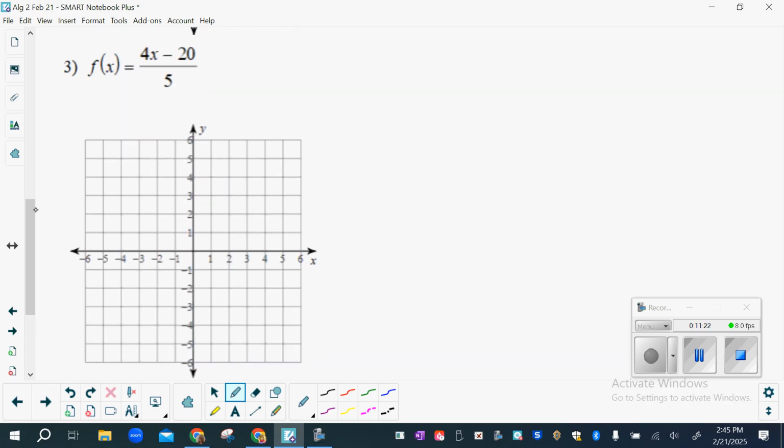So is this in slope-intercept form? No. What can we do to get into slope-intercept form? You can't, because you don't have another side that is f of x. We want to leave it. Just divide. Just simplify it. What's 4 divided by 5? It's 4/5. -20 over 5? -4. So 4/5 x minus 4.